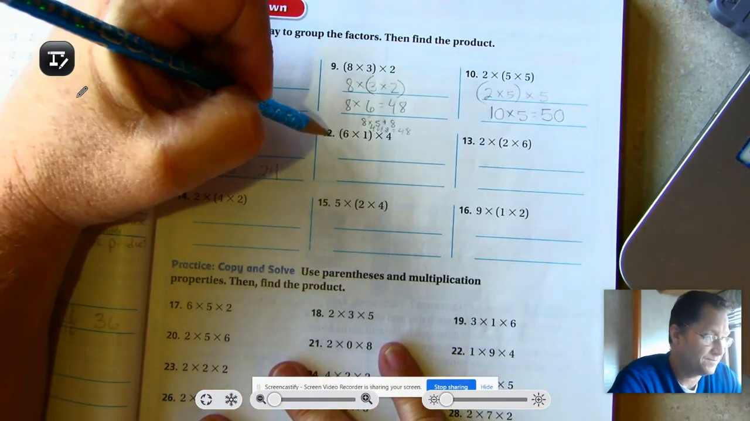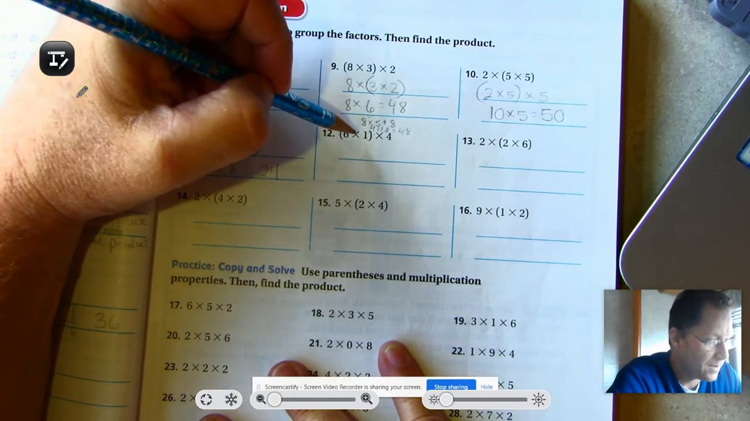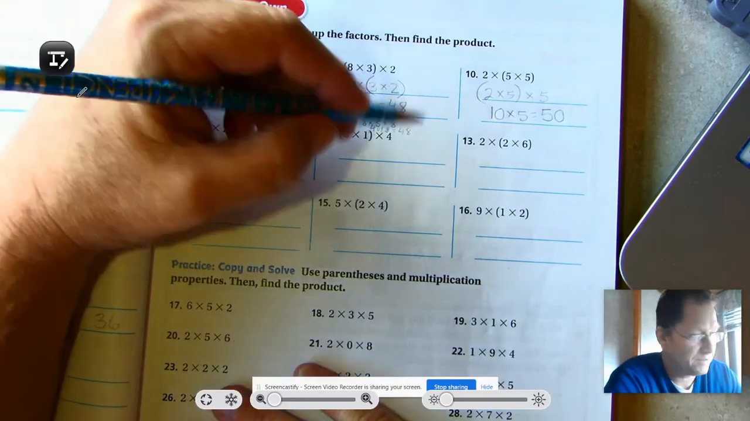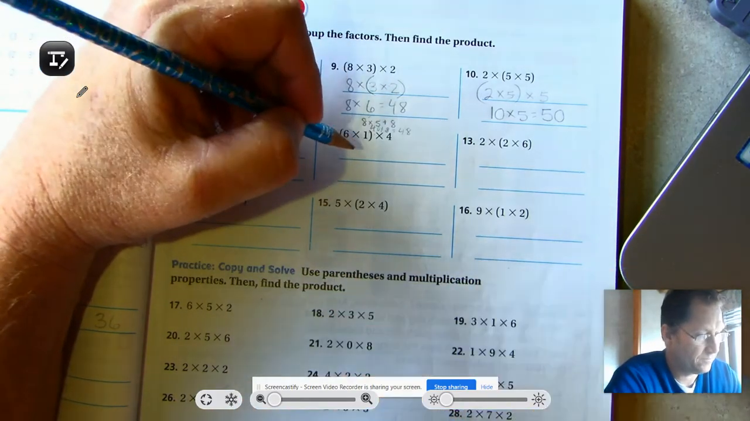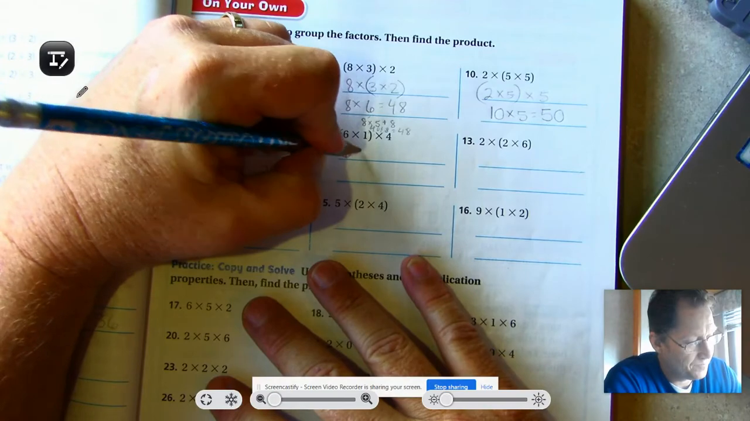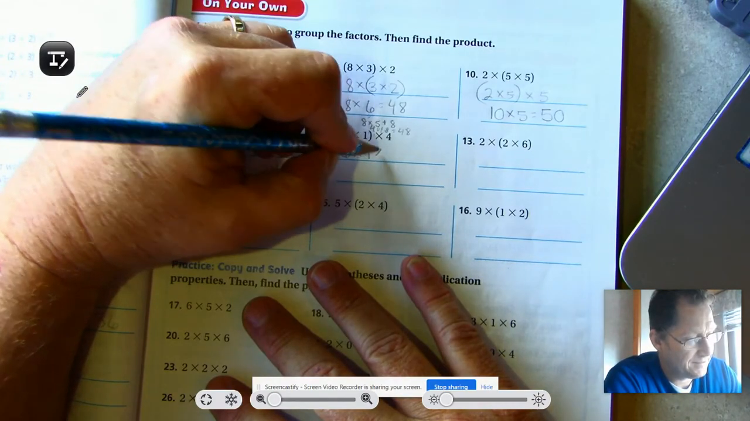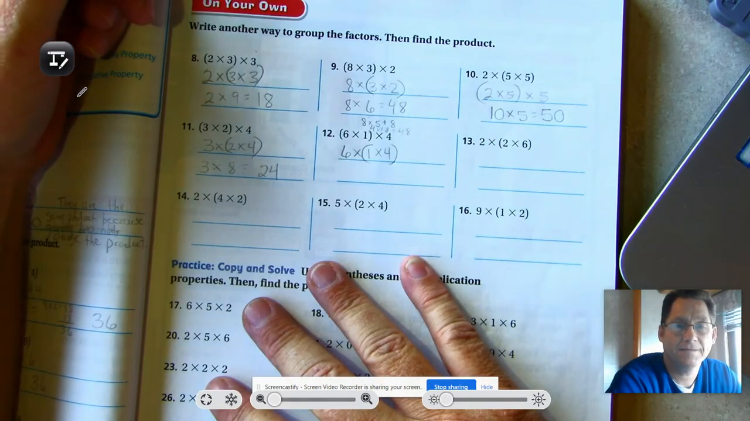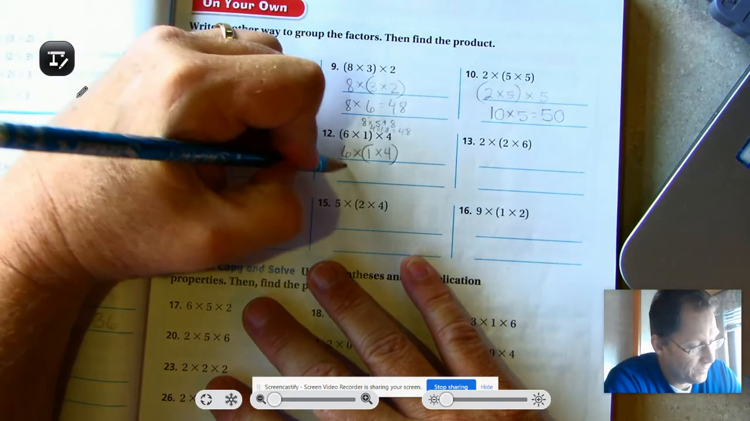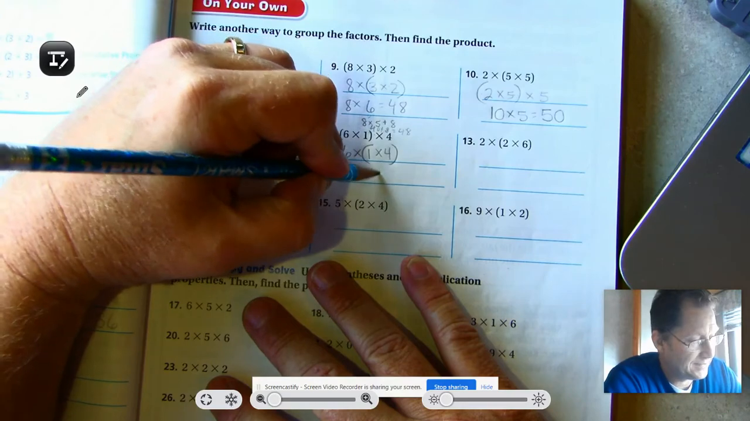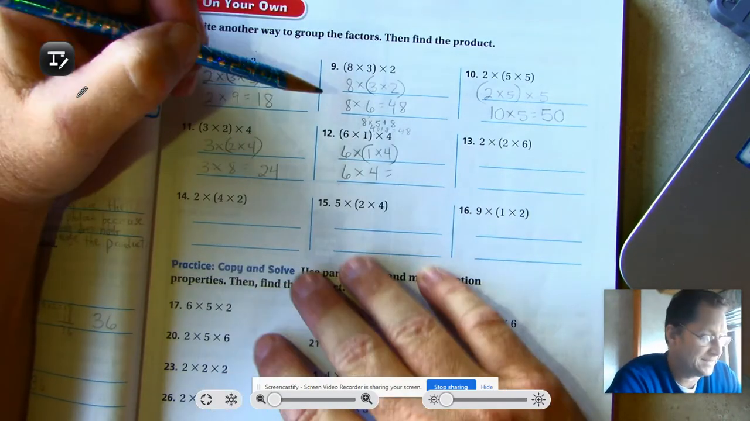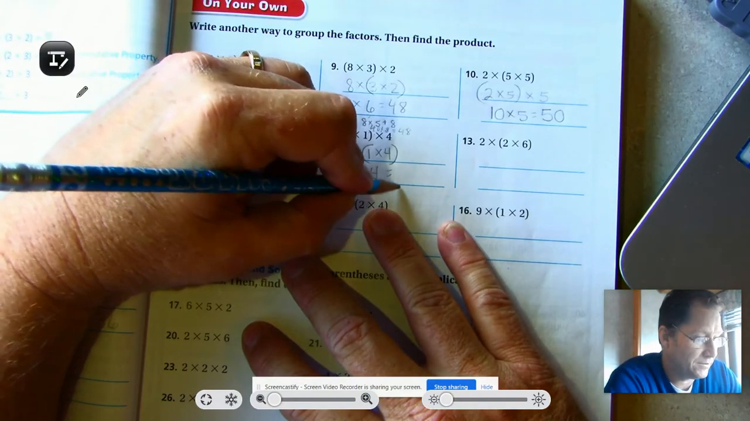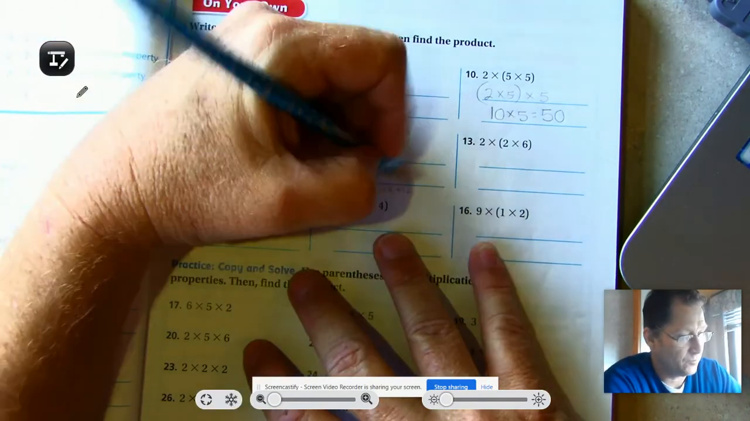Number 12, you would still wind up with the same numbers in your final multiplication. But since we're practicing associative property, just go ahead and group 4 times 1 instead of 6 times 1. We'd still wind up going 6 times 4. And 6 times 4 is the same as 6 times 2 doubled, so 24.